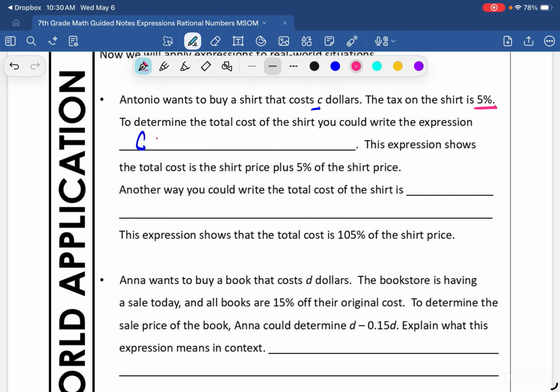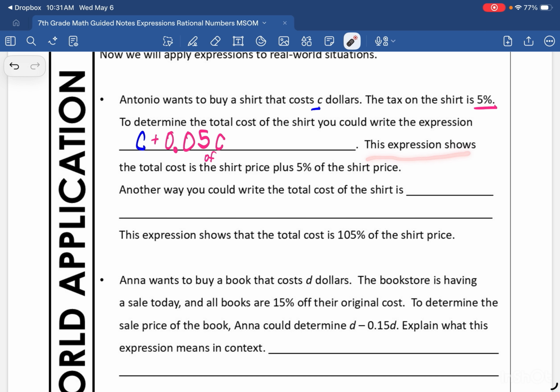The tax of the shirt is going to be 5%, which I'm going to write as 0.05 because I'm writing it in an expression. So doing fractions or decimals is preferred. So 5% of the shirt. Don't just leave it like this. It's 5% of, remember of means multiply, of the cost of the shirt. So C plus 5/100 times C. This expression shows the total cost of the shirt plus 5% of the shirt price.